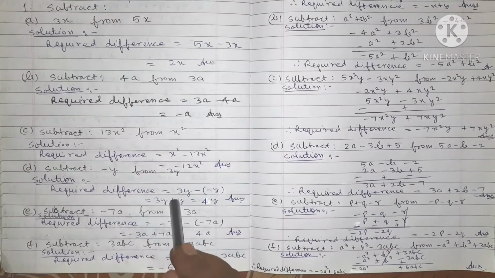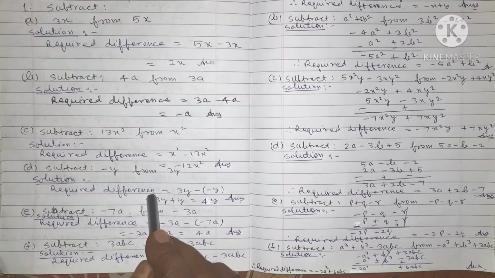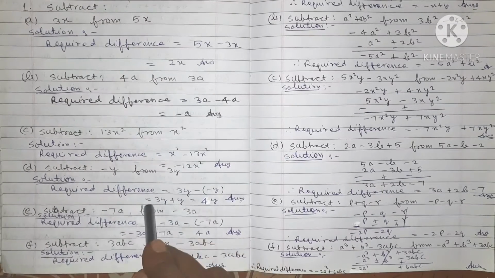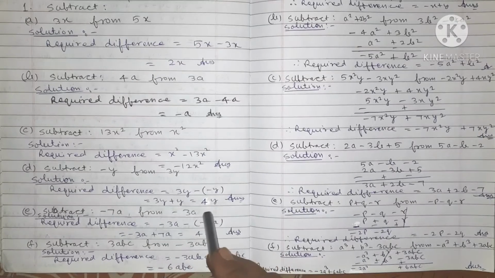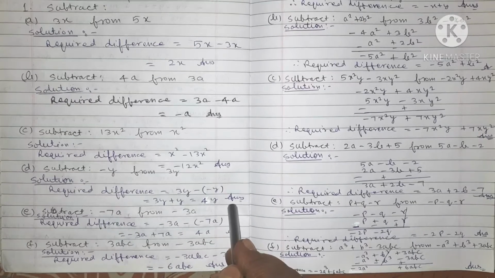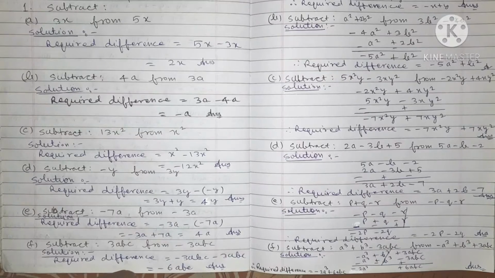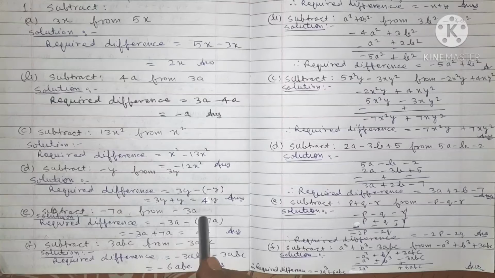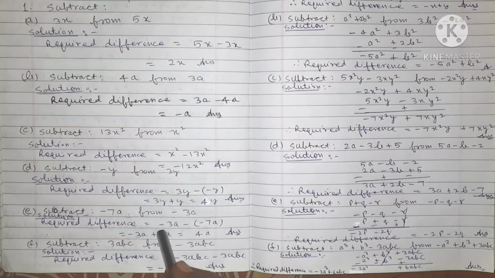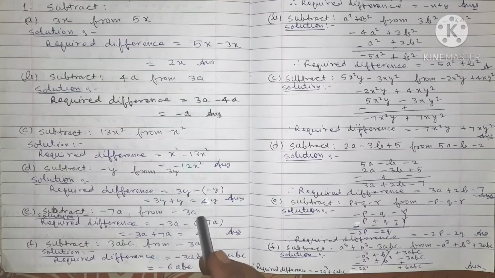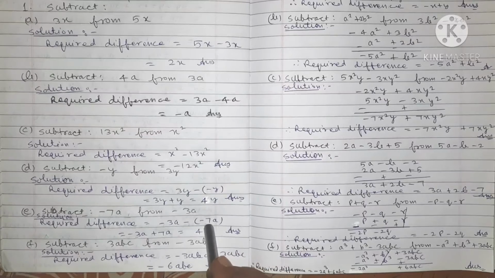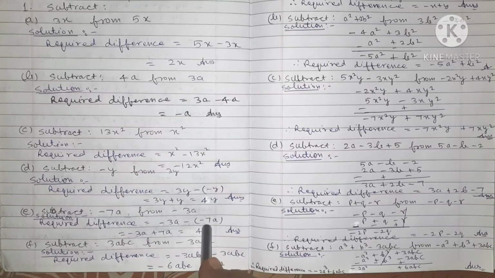Now plus plus plus, we do plus: 3y plus 1y, 4y. Both are plus, sign is plus. So the answer is 4y and this is the answer of question number 1D. 1E. Subtract minus 7a from minus 3a. Required difference equals minus 3a minus 7a, and this minus 7a should be in bracket.